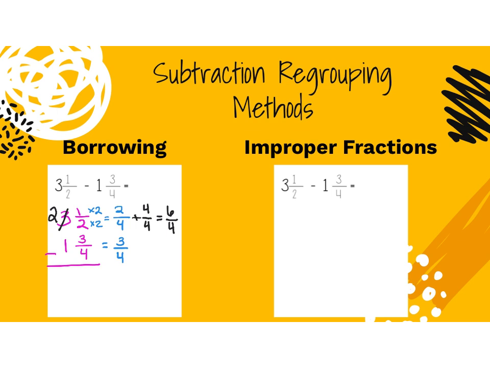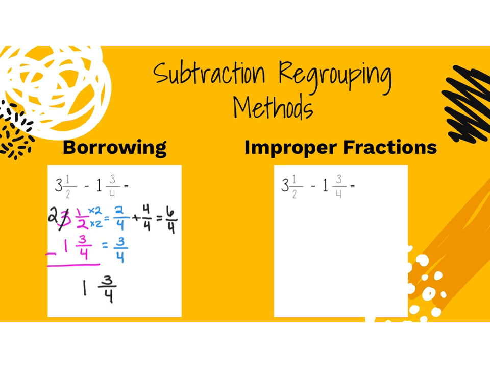So now we can subtract 3 from 6. So 6 minus 3 is 3 over my denominator of 4. And then we subtract our whole numbers. 2 minus 1 is 1. So our answer is 1 3/4.